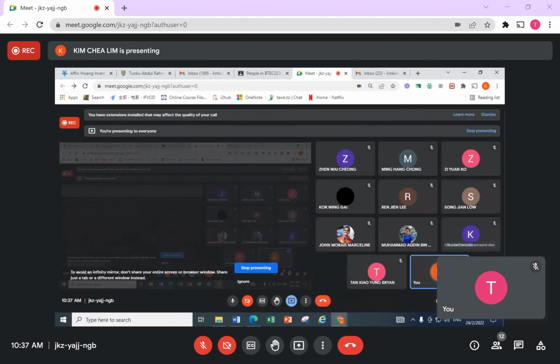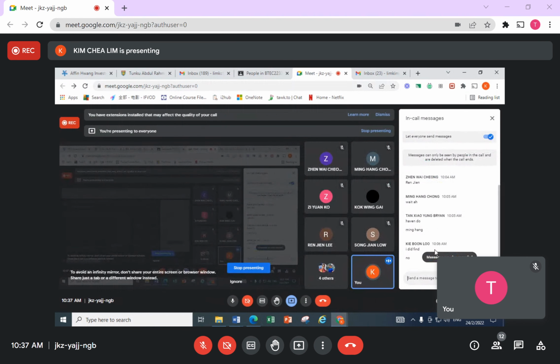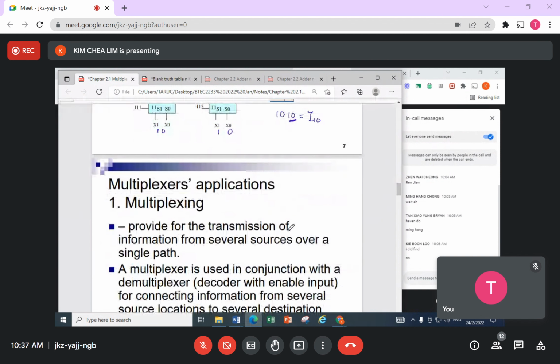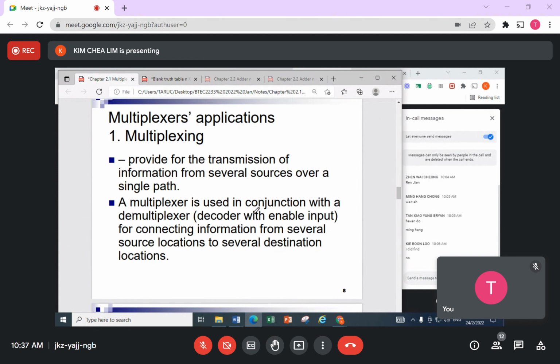All right, any questions? If there's any question, you can ask here. All right. So next, we look at a little bit of multiplexer application, and you're going to find that my tutorial is mainly on these multiplexer applications. All right, so you're going to find that with a multiplexer, we can use it for transmission of information from several sources over a single path. That is actually the main thing of a multiplexer.